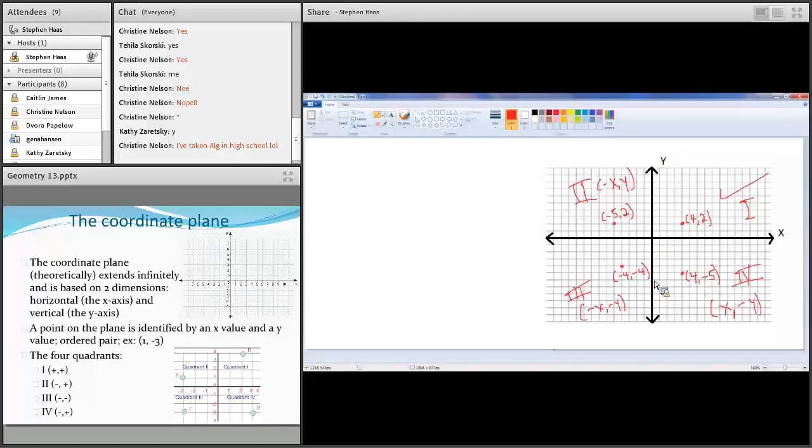Now obviously, depending on the size of your graph paper, you're not going to be able to draw them very far. If I told you to graph point 30 and 17, I wouldn't be able to put it on this paper. 30 on the x-axis would be well off the screen, and 17 would be higher than the screen. I wouldn't be able to graph it, but it still exists. The point 30, 17 does exist somewhere, it just is not manifested on this piece of paper itself.